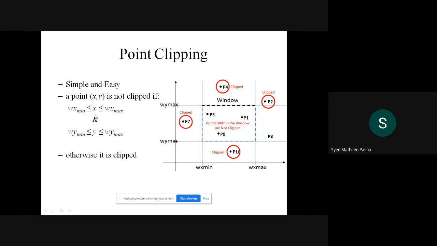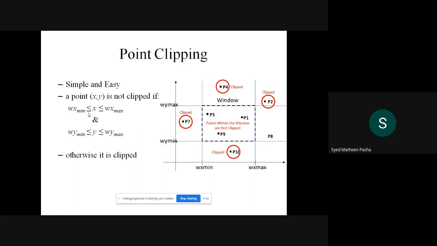You need to remember this condition. The point x, this is the point x and y with respect to the xy plane. That point should be greater than or equal to x min, and lesser than or equal to x max. That is nothing but the coordinate values. The point should lie between both x minimum as well as x maximum.